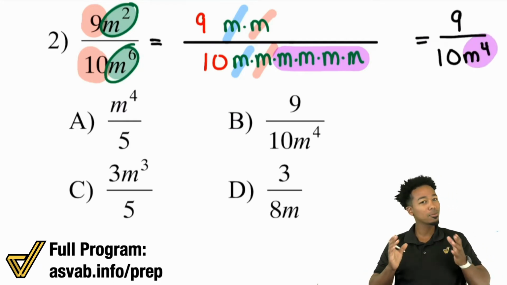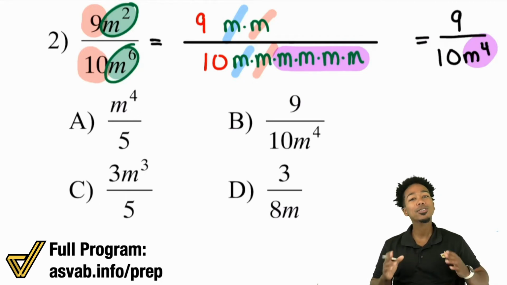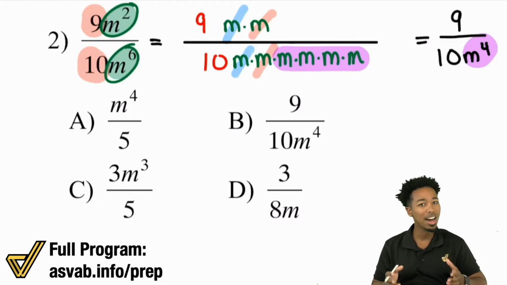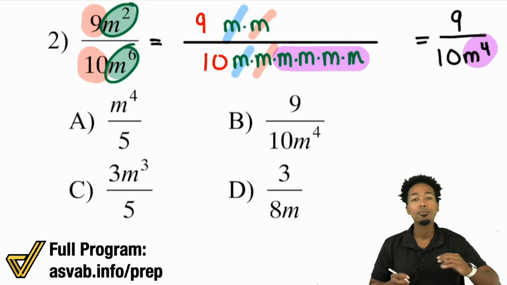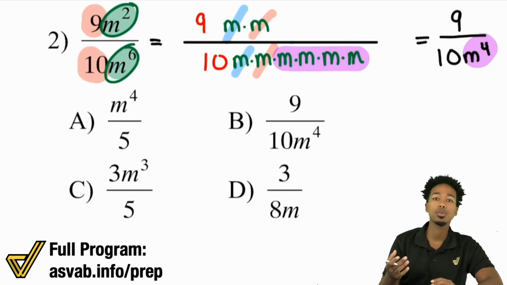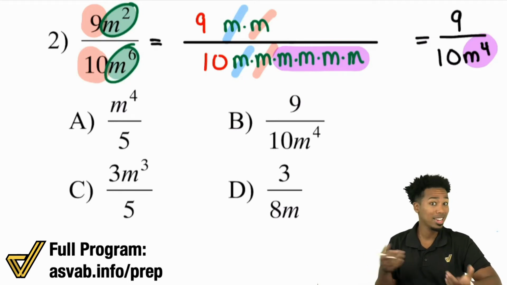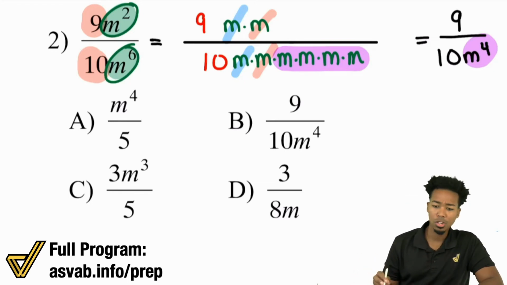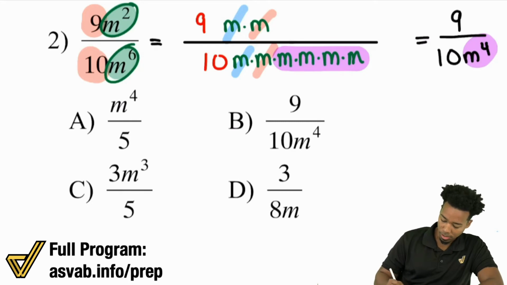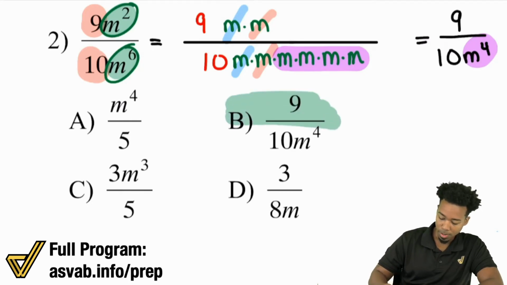So hopefully this idea is pretty straightforward, because again, all you're doing is canceling out, and you do want a positive exponent. It's common practice when writing expressions to not have any negative exponents in the denominator, or any negatives at all in the denominator, typically. And so with that, there's our final answer, and that would be answer choice B.